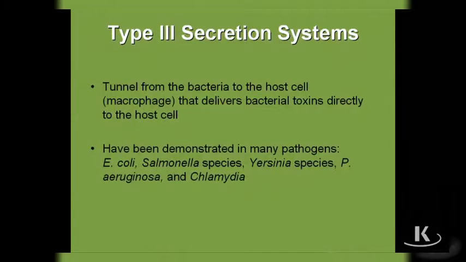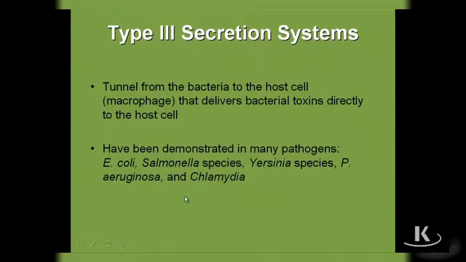Now, type 3 secretion systems are really interesting. If you want to think about it like this, they are a molecular syringe, so that a bacterium can just, bam, inject toxins directly into a host cell without necessarily having to get into that host cell, without having to bind necessarily to an extracellular receptor.